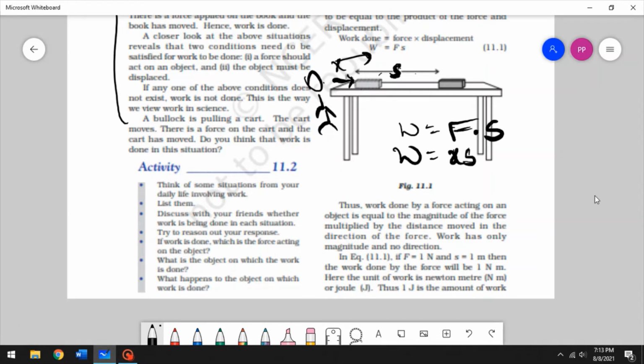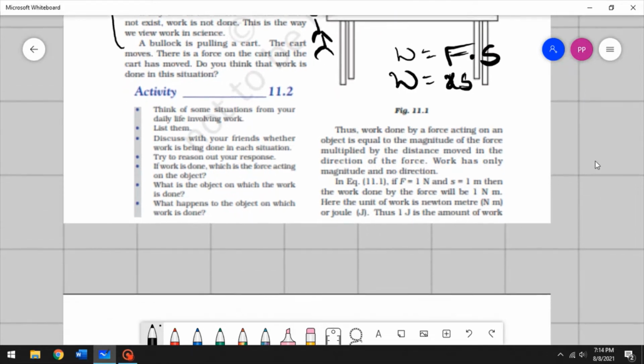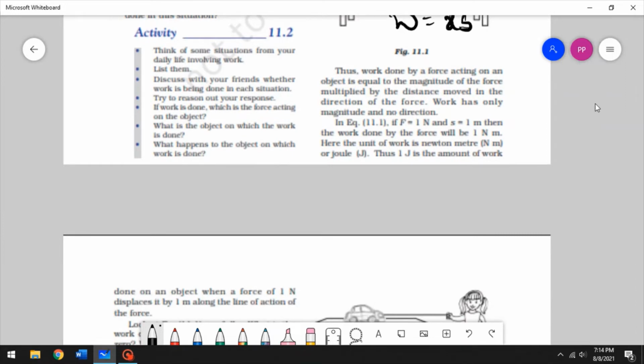Now, work done by a force acting on an object is equal to the magnitude of force multiplied by the distance moved in the direction of the force. So work is only magnitude, it does not have any direction. If force is 1 Newton and displacement is 1 meter, then the work done is 1 Newton meter. So the unit of work is Newton meter or joule.